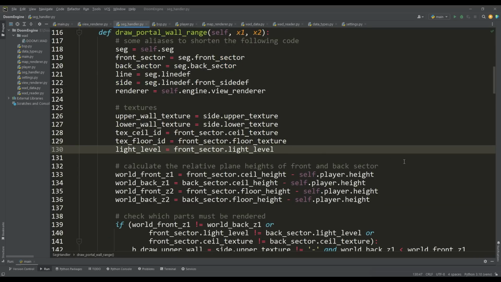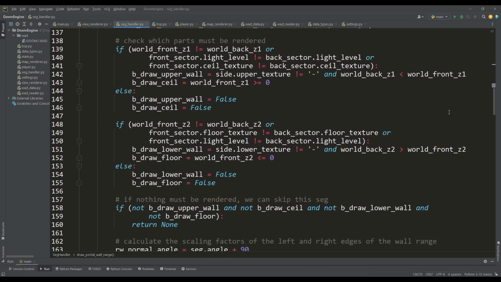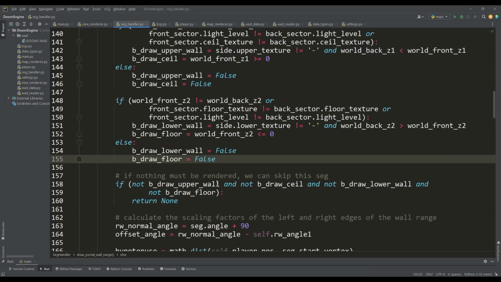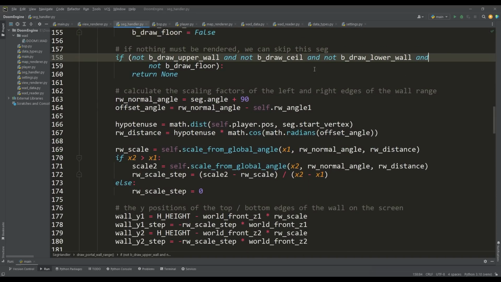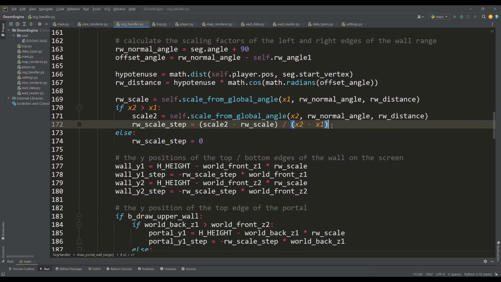After determining the relative heights of the floor and ceiling for the front and back sectors, we analyze the difference in these heights and the difference in lighting and textures, and based on this we can determine Boolean flags for drawing the upper and lower walls, as well as the floor and ceiling. And accordingly, this segment can be skipped if all these flags turn out to be false. Next, we use the same algorithm to find the scaling factors for the segment coordinates, and use linear interpolation to find the step value between these factors.